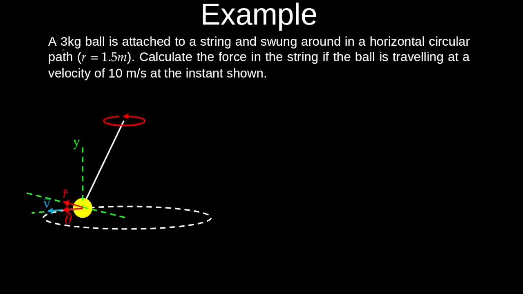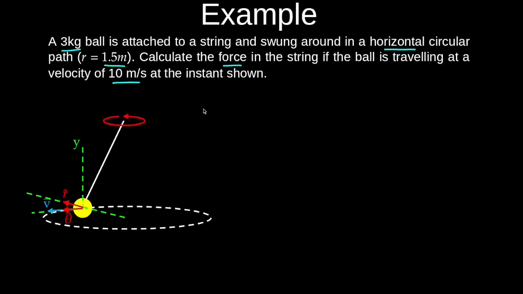A 3 kilo ball is attached to a string and swung around in a horizontal circular path with a radius of 1.5 meters. And we're asked to calculate the force in the string if the ball is traveling at a velocity of 10 meters per second.